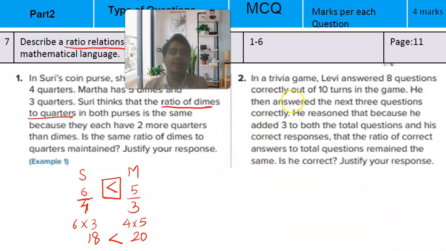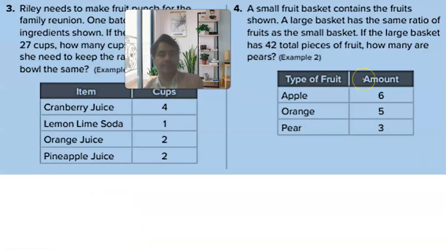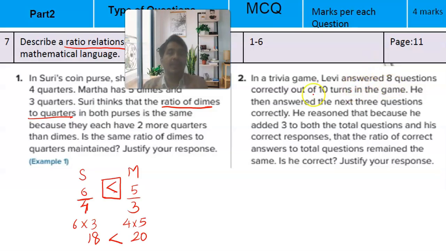Similarly, in the trivia game, Levi answered 8 questions correctly out of 10. He then answered the next 3 questions correctly. He reasoned that because he added 3 to both the total questions and the correct responses, the ratio of the correct answers to total questions remained the same. Is he correct? Okay. Levi answered 8 questions correctly out of 10 turns. So 8 correct out of 10.